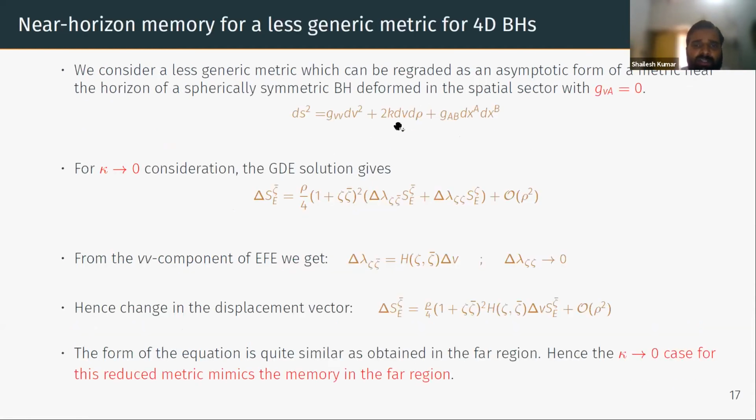And as the last result for this, we take the reduced form of the metric, where the asymptotic form of a near horizon metric of a spherically symmetric black hole can be understood. The spatial slice of the metric has been deformed, with the GVA metric component set to 0, and the reduced form of the metric will be of this form. We are analyzing this kappa tending to 0 case, and we have the solution for the deviation vector. And this delta lambda AB components can again be found using the Shockwave profile of the stress energy tensor using the Einstein field equation.